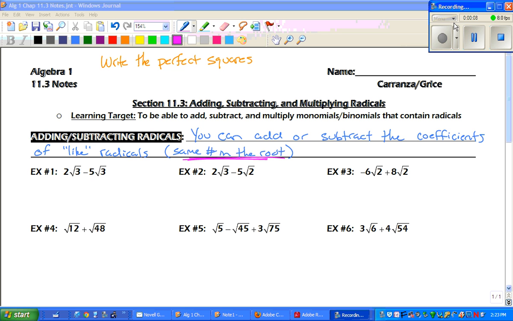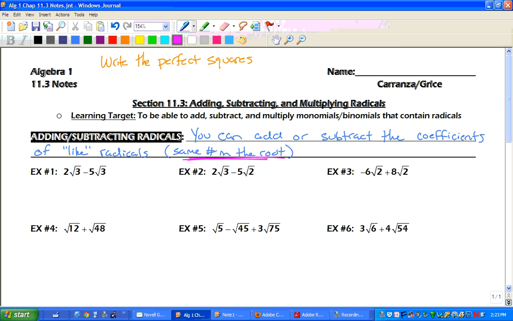Today we're talking about adding, subtracting, and multiplying radicals. And remember, radicals, another word for that is roots. So before we get started, there's a couple things that we need to do.